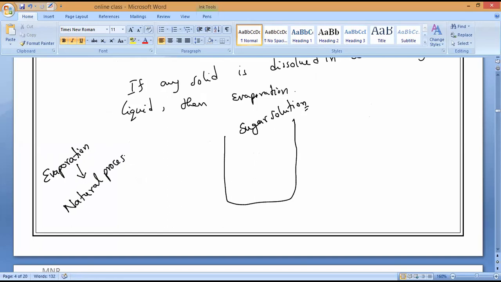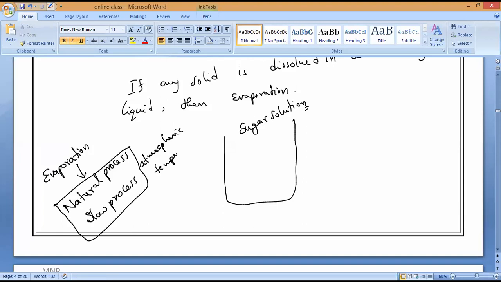Is it a slow or fast process? It is a natural process and is very, very slow. It takes place by atmospheric temperature. Do you understand? The surrounding heat, the atmospheric temperature, causes the liquid state to change to the gaseous state. That is what we call evaporation.